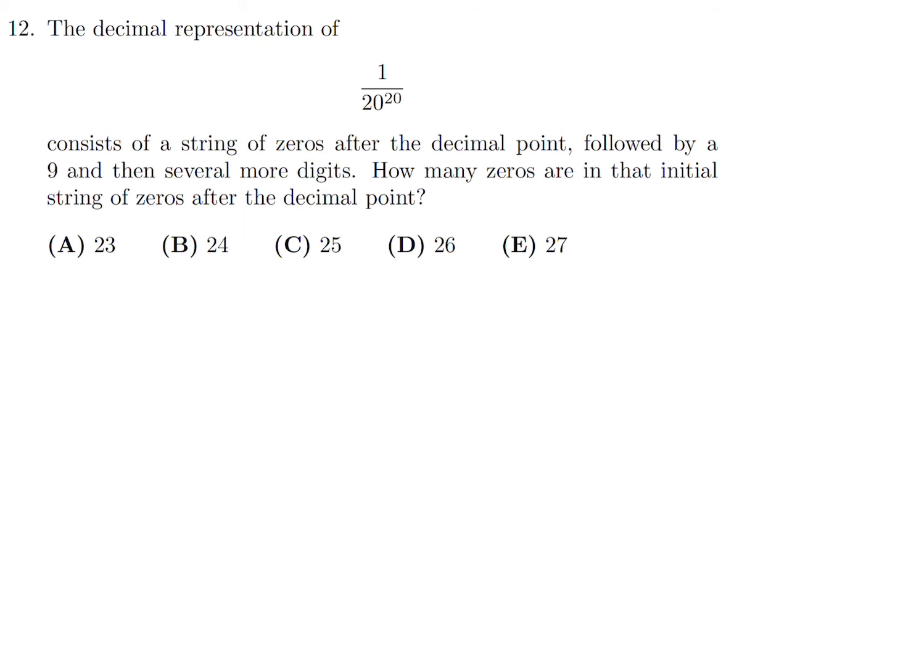The decimal representation of 1 over 20 to the power of 20 consists of a string of zeros after the decimal point, followed by a 9 and then several more digits. How many zeros are there in that initial string of zeros after the decimal point?